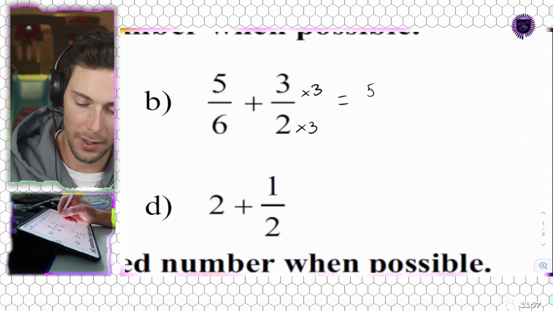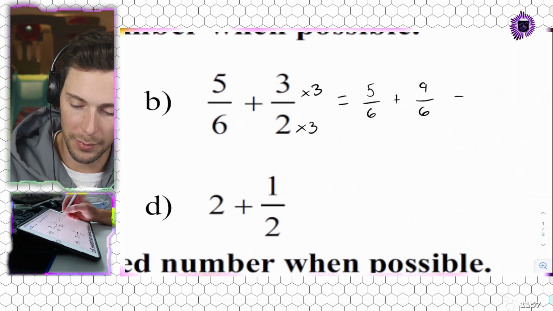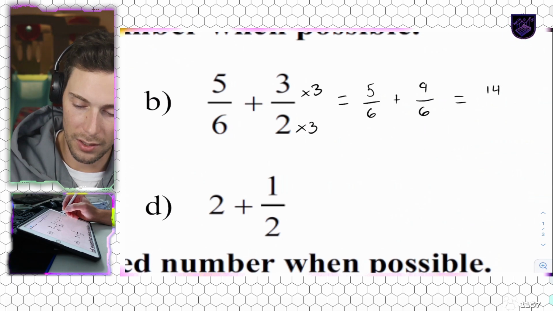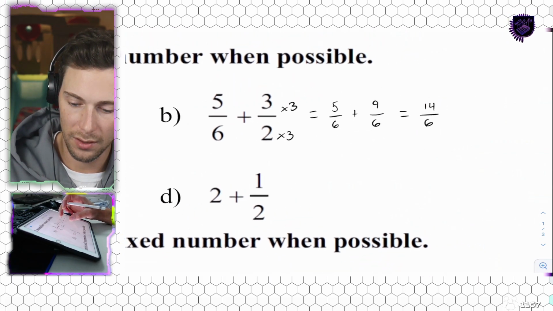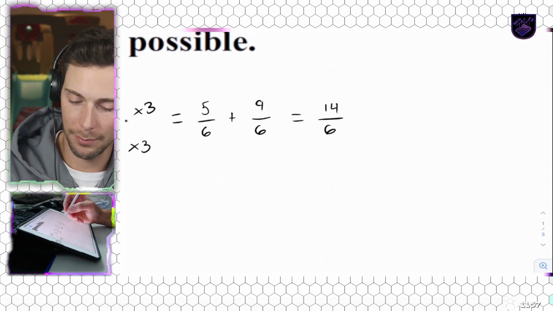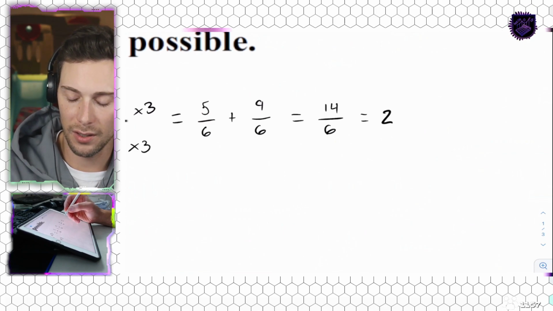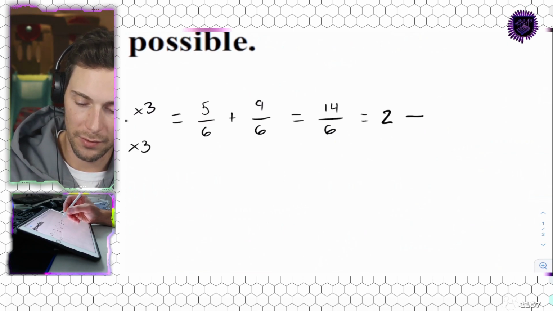So our new equation is going to be 5/6 plus 9/6, and that will be equal to 14/6, which of course we can further simplify. So I'll pull out my mixed number, pull out my groups. 14 divided by 6, right? So there's 2 whole groups of 6 in there with a remainder of 2 over 6.